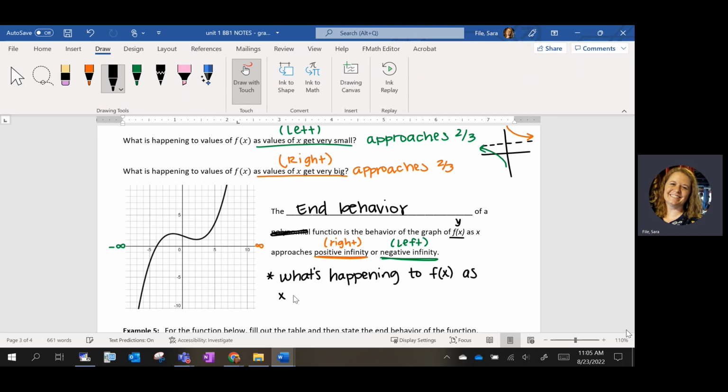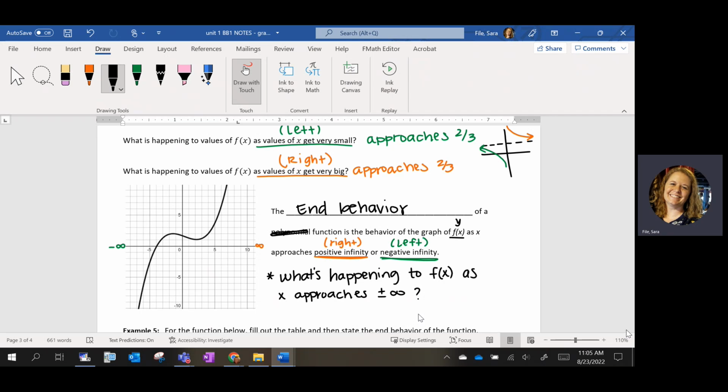as x approaches positive or negative infinity? So as it goes to the left and right. Okay, so that's what end behavior is asking. That's the question we're answering. Now there is specific or special notation, the way that that's going to be written, that you need to be able to read and interpret, and you need to be able to write.